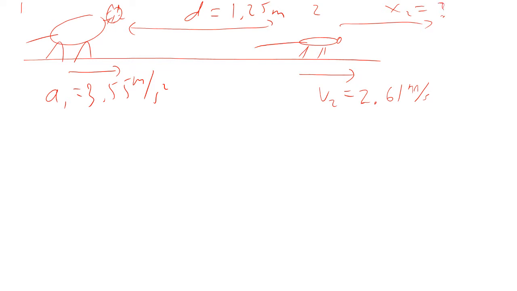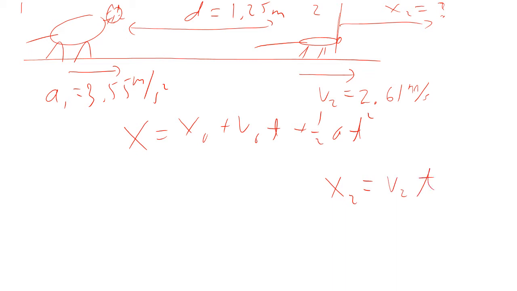Okay, so how do we do this? Well, we know that x2, again, we got our equation: x equals x naught plus v naught t plus 1/2 at squared. And so x2 here is going to be pretty straightforward. The acceleration is 0. If we put our origin there and say that the initial x position is 0, then x2 is just going to be v2 times t.